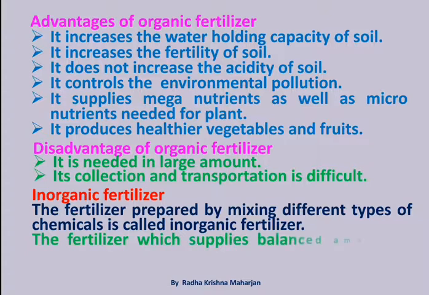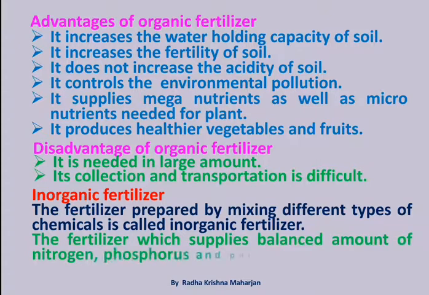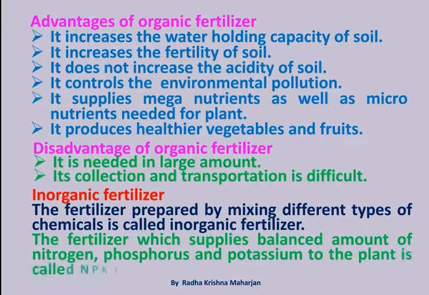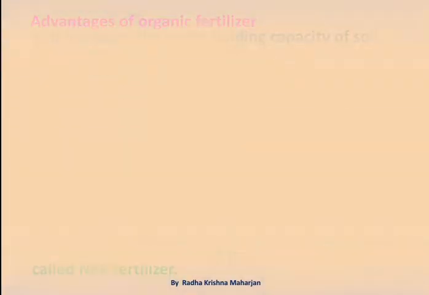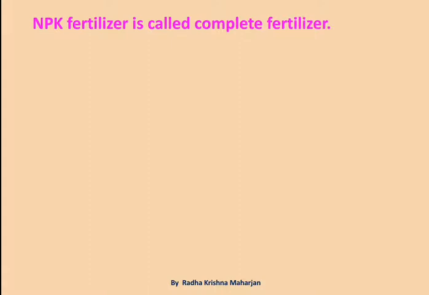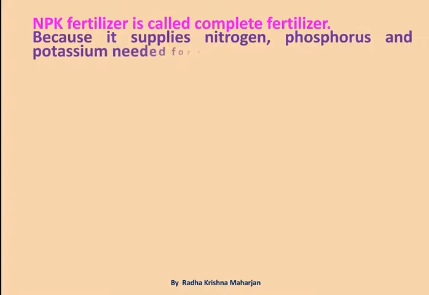The fertilizer which supplies balanced amount of nitrogen, phosphorus and potassium to the plant is called NPK fertilizer. NPK fertilizer is called complete fertilizer because it supplies nitrogen, phosphorus and potassium needed for the plant.